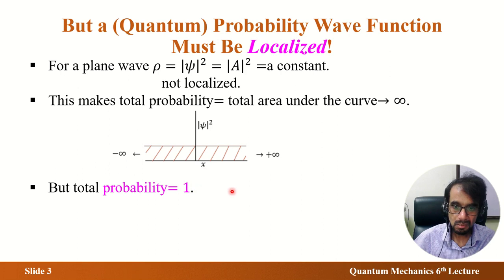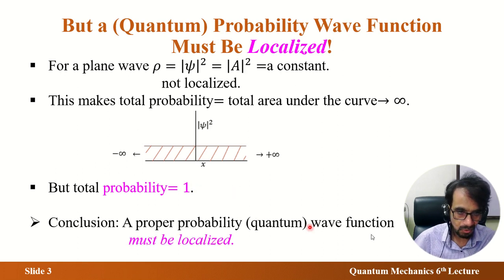Probability must be 1. So we have to make the probability 1, and we have to think of a way around that. It should not be the same from minus infinity to plus infinity. There must be a way to localize it. The wave function must be localized. It should not extend from minus infinity to plus infinity as a finite value probability. Now the next question is how to get that localization, and that's the next portion of this lecture.